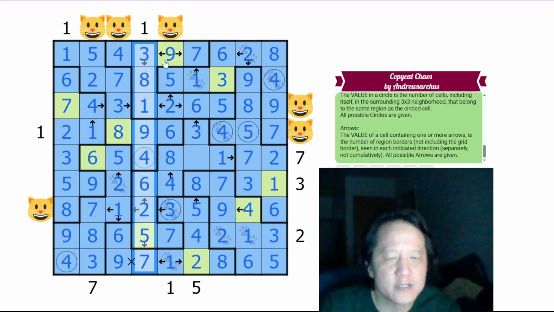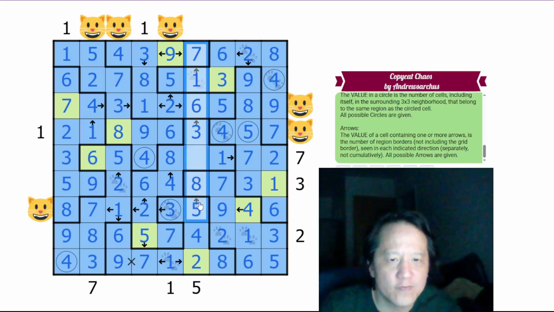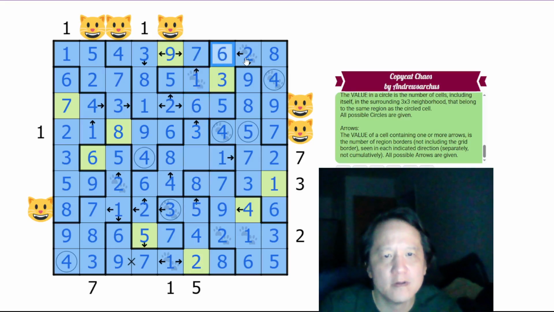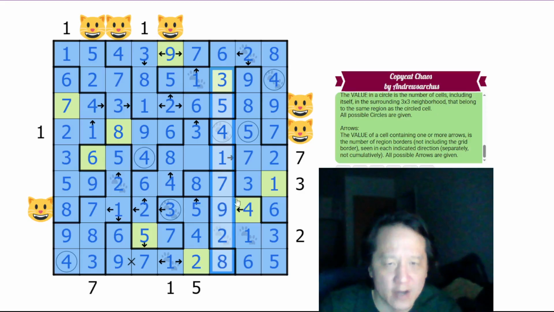So that's satisfied. This sees 1. This is a value of 1. So it sees 1 border, 1 border. That's satisfied. 7, there's no way it sees 7. 1, 2, 1, 2, 3, 4, 5, 5. 1, 2, 3, 4, 5.